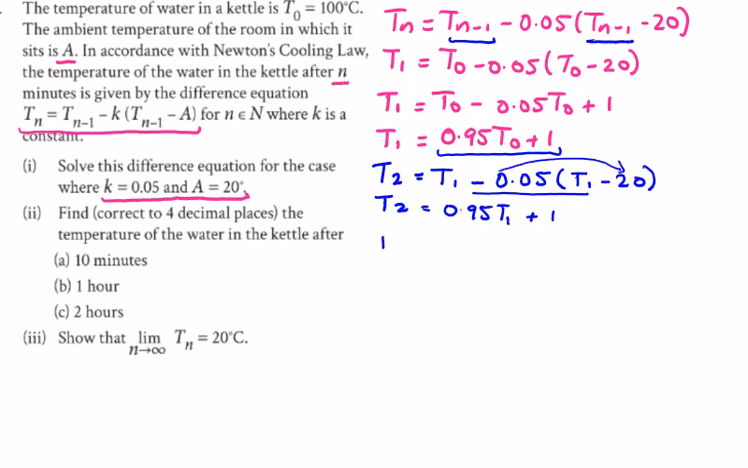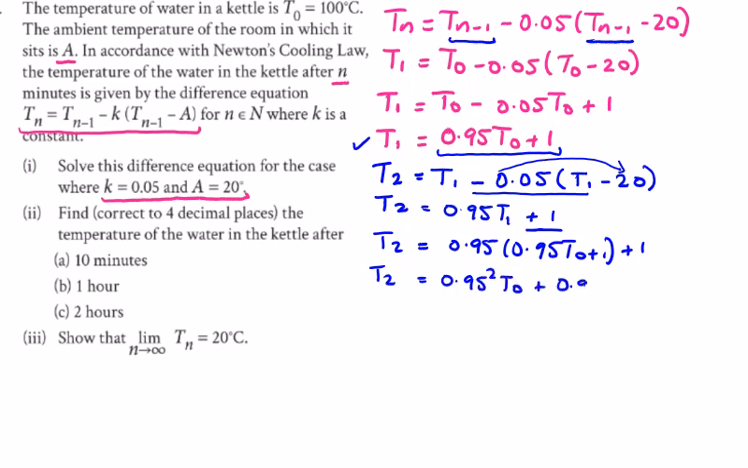So in terms of T0, T2 is equal to 0.95 of T1, which is 0.95 T0 plus 1, and then plus 1 simplifies to be 0.95 squared times T0 plus 0.95 plus 1.